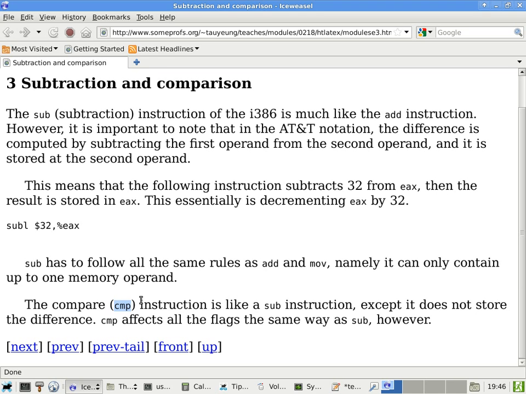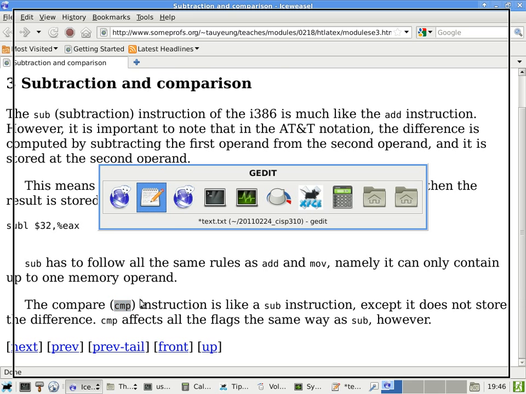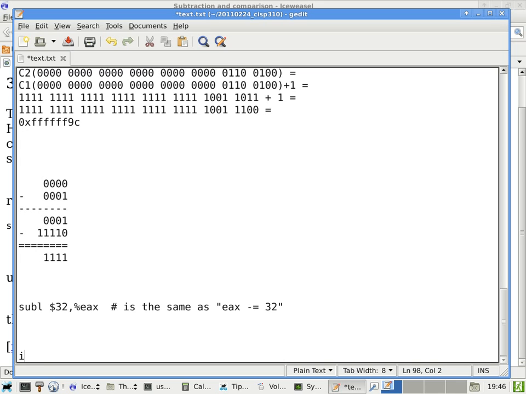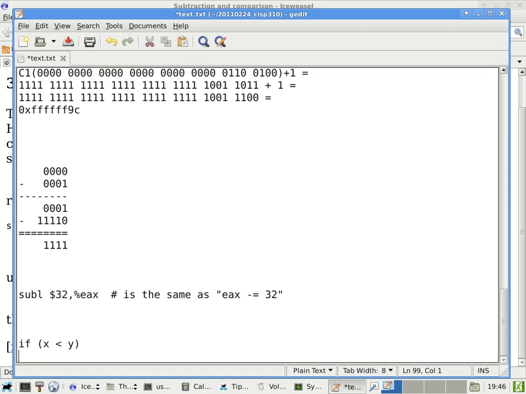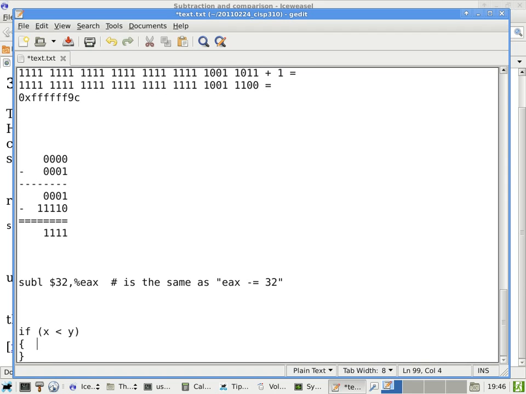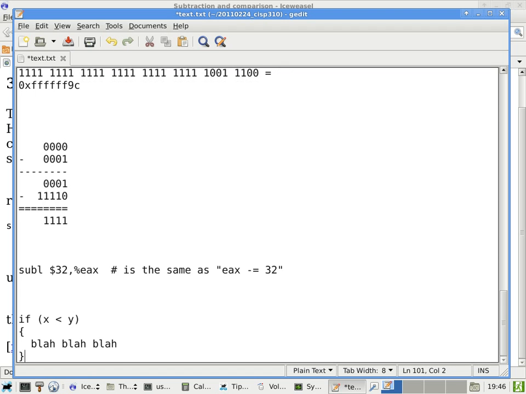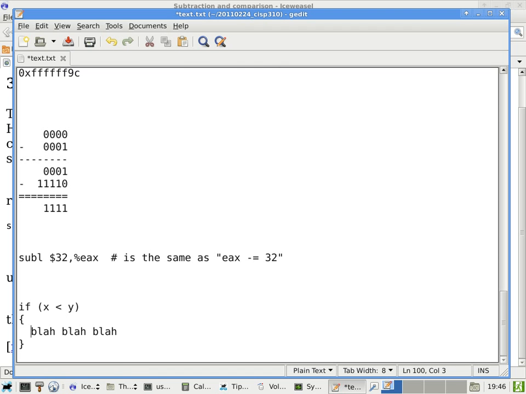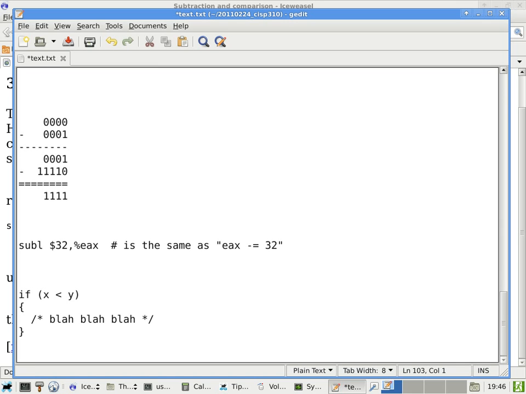Now, this is a big deviation from what you understand in the C class, because what you do in a C class? In a C class, switch back to my notepad here. In a C class, you typically would say if x is less than y, do something here. Okay. Blah blah blah. Just so that people cannot complain, what are the types of x and y?